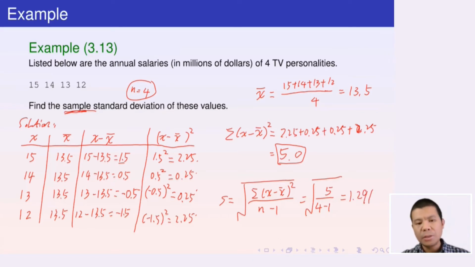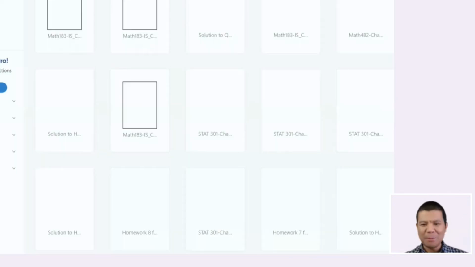1.291. But you see, where shall we round this value to? If you remember, we round this value to one more decimal place than the original value. Since the original values here are integers, this one will round to 1.3. Very good. This is how we calculate the sample standard deviation, right? So following these steps, we got it.